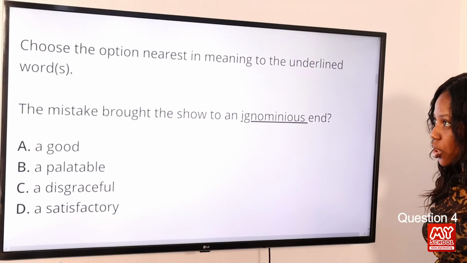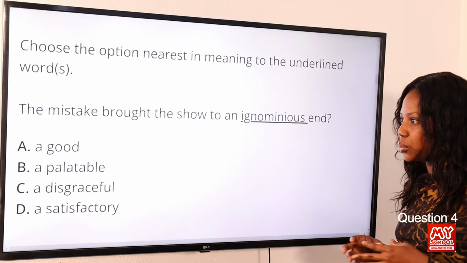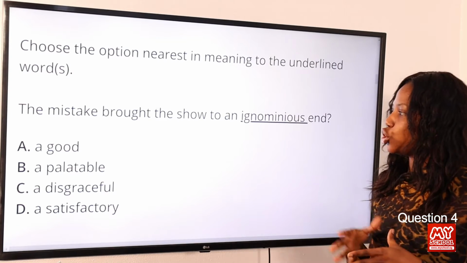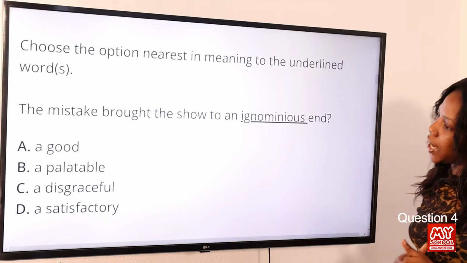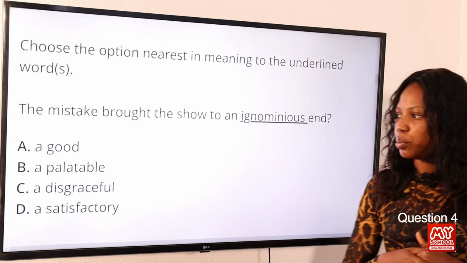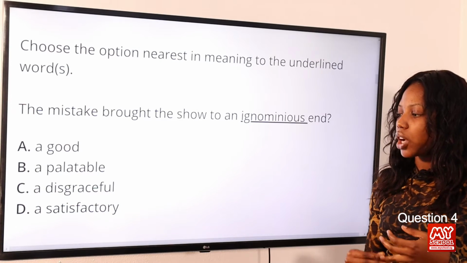Question 4. Choose the option nearest in meaning to the underlined word. The mistake brought the show to an ignominious end. Option A, a good. Option B, a palatable. Option C, a disgraceful. Option D, a satisfactory.